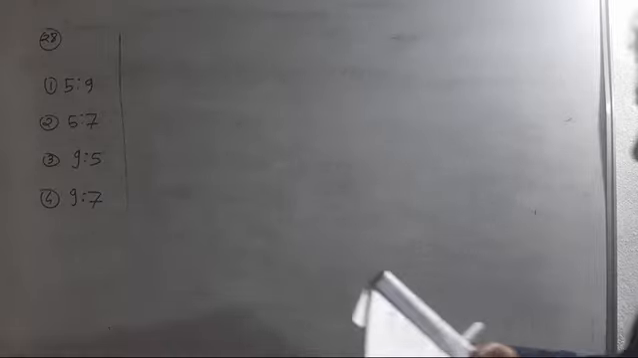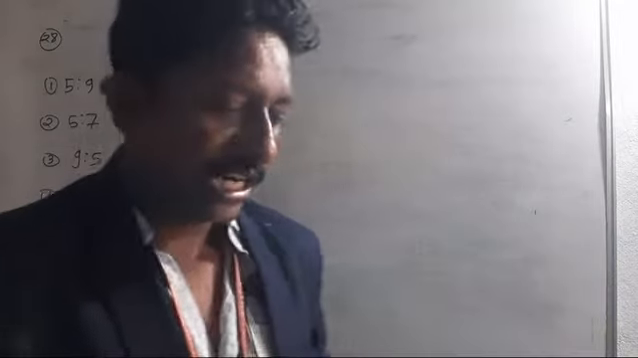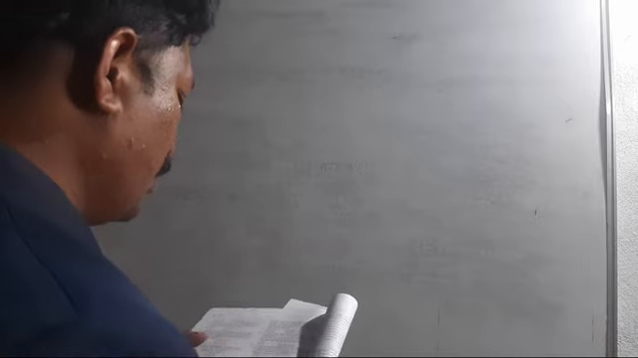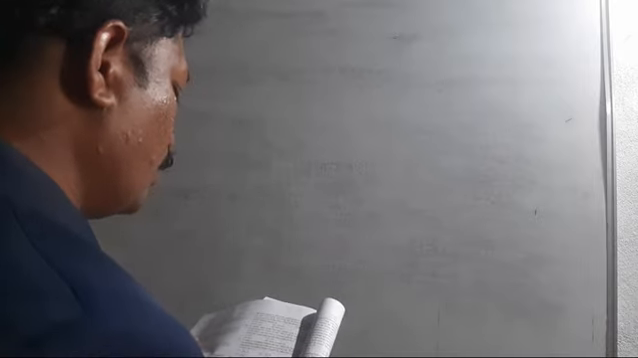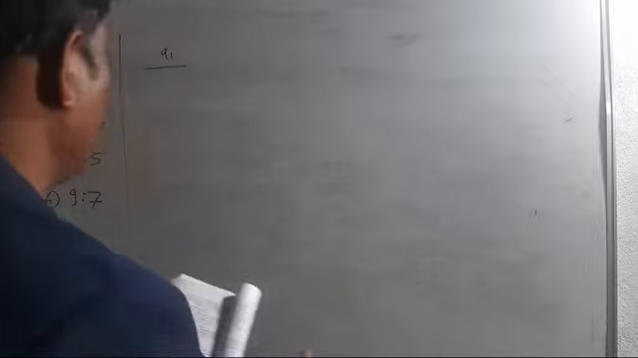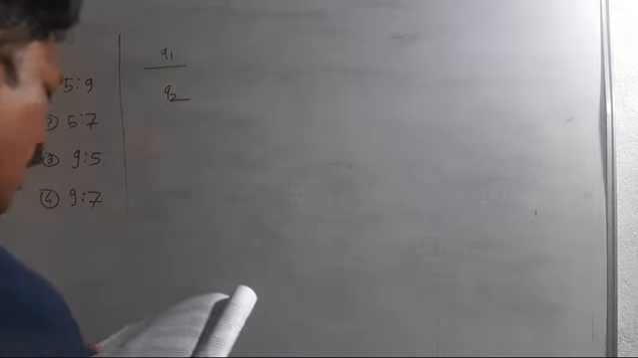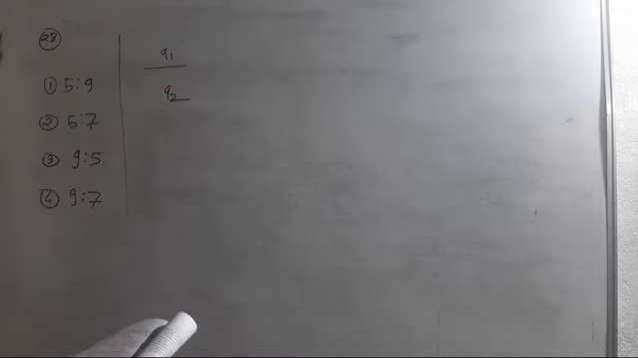Student, question number 28. A body A starts from rest with an acceleration a naught. After 2 seconds, another body B starts from rest with an acceleration a2. If they cover equal distance in the 5th second after the start of A, then the ratio of a1 and a2 is equal to.